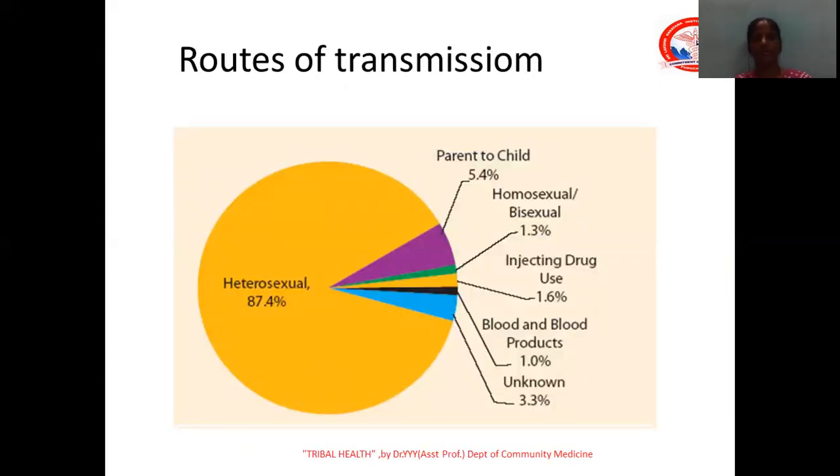So though we know the different routes of transmission, the major route of transmission is through heterosexual contact, 87.4%. So if this is avoided, the majority of the transmission cycle can be interrupted. So this heterosexual transmission is followed by parent to child, that is antenatal mother to the child, and then homosexual, men having sex with men, MSM, then injecting drug use, blood products, blood transfusion, and then the other ways. So the most common route of transmission is the heterosexual way.